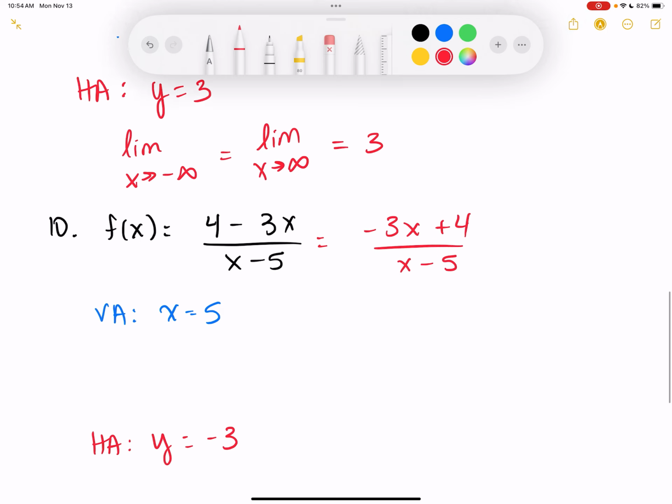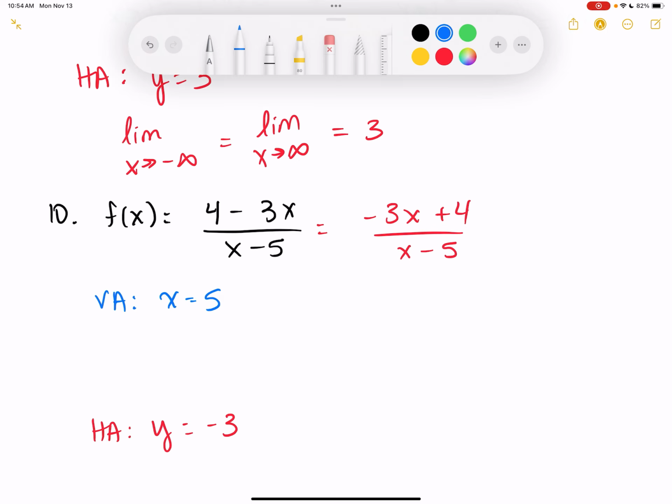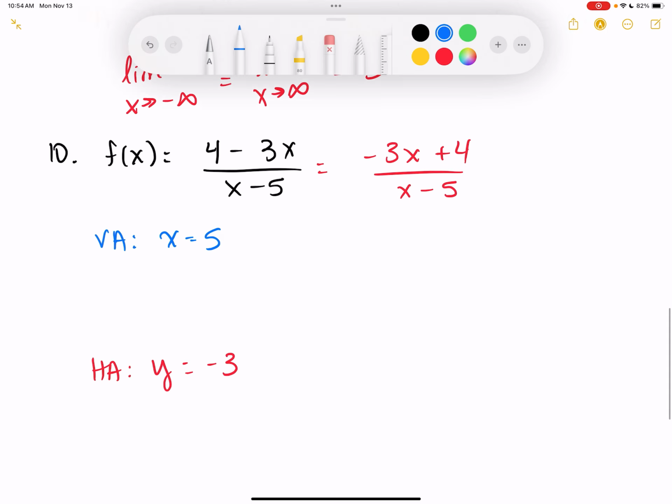And so to go back and do the limits for the vertical asymptote, I've got the limit as x approaches 5 from the left. That would be something like 4.999, and so on and so forth.